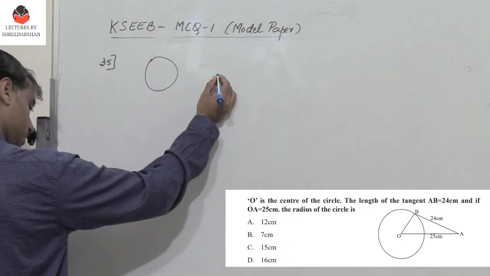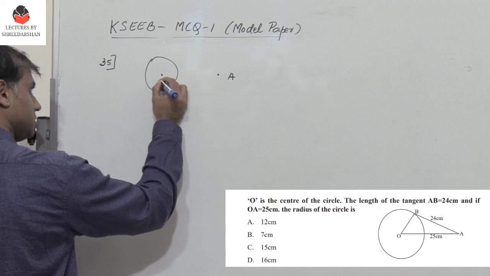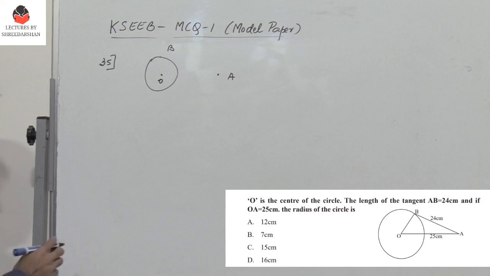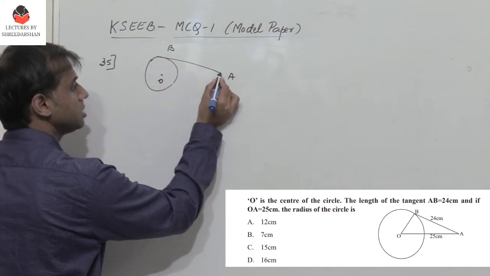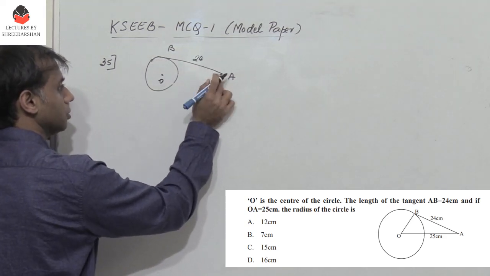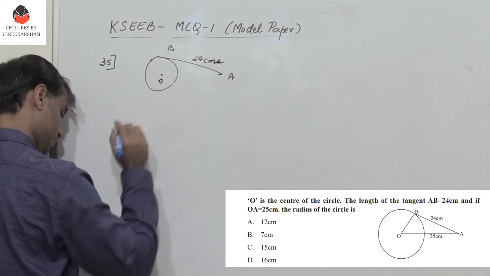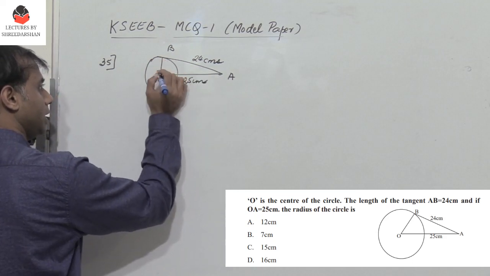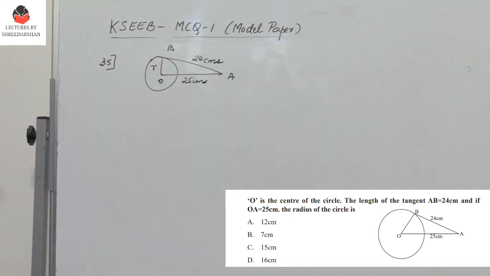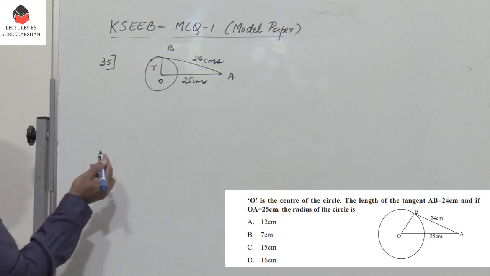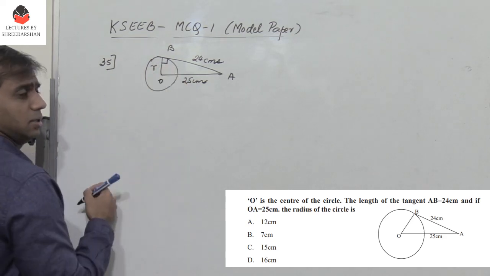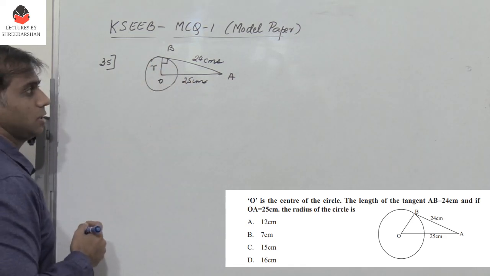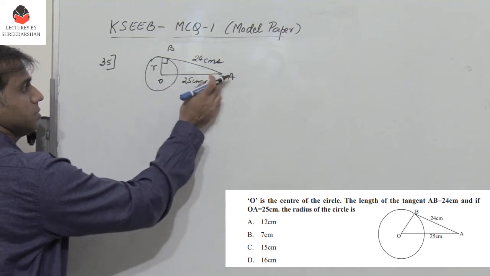Consider a circle, and O is the center of the circle. A is an external point, and B is on the circle. The tangent AB is 24 centimeters. OA is 25. I need to find the radius, which is OB. So we know that this angle is 90 degrees. The radius and the tangent always meet in such a way that they are perpendicular to each other. So this forms a right angle triangle.